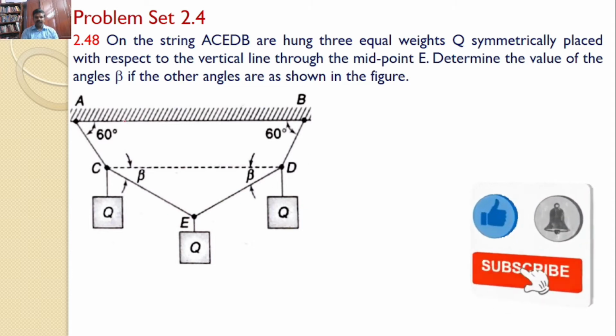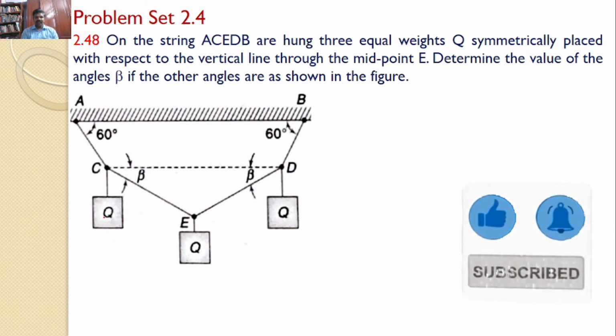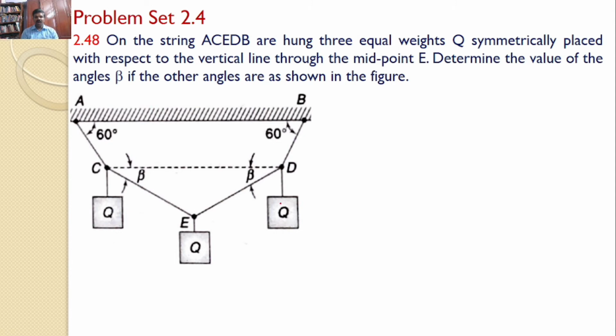That means ACEDB is a string. For this string, three weights Q, Q and Q are attached at points C, E and D. Our interest is to find the angle beta made by this string. For that, let us draw the free body diagram at the points E, D and C. Let us take this as string 1, this is 2, this is 3 and 4.